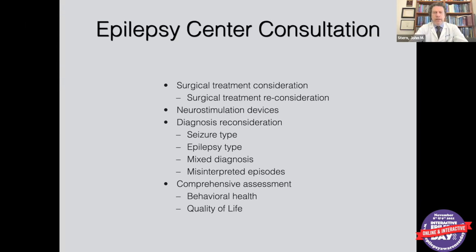And this could be surgery. No one wants to get surgery, but surgery is an option for some people. These also might be devices, electrical devices, electronic devices that can help reduce seizure frequency for some individuals.